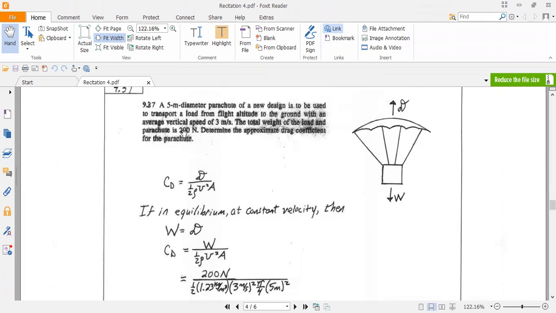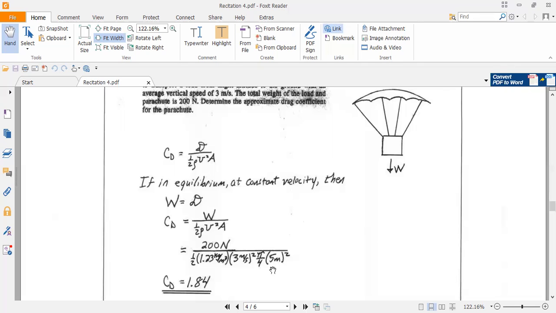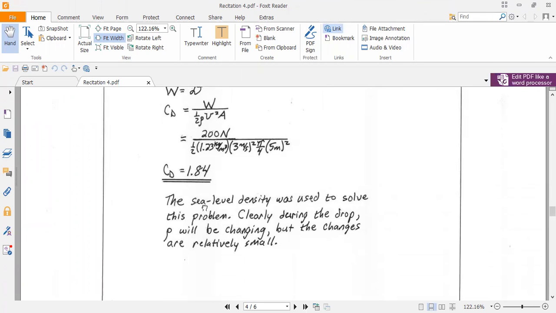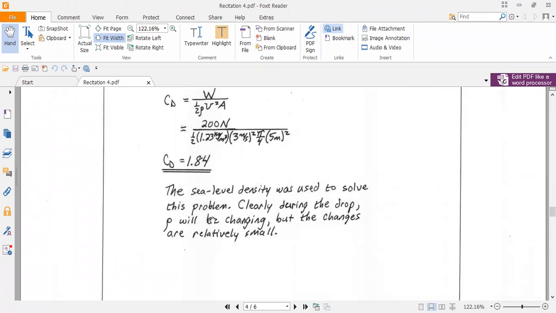Now the weight is 200 Newton, right? Half multiplied by rho, because this is going through air, so we can use the air density, and then V squared. We know V equals U equals 3 meters per second, and A is the area. The area is 5-meter diameter, it says, right? So it should be pi by 4 times 5 squared, basically a circular shape. So the CD is 1.84. The sea level density was used here to solve this problem.